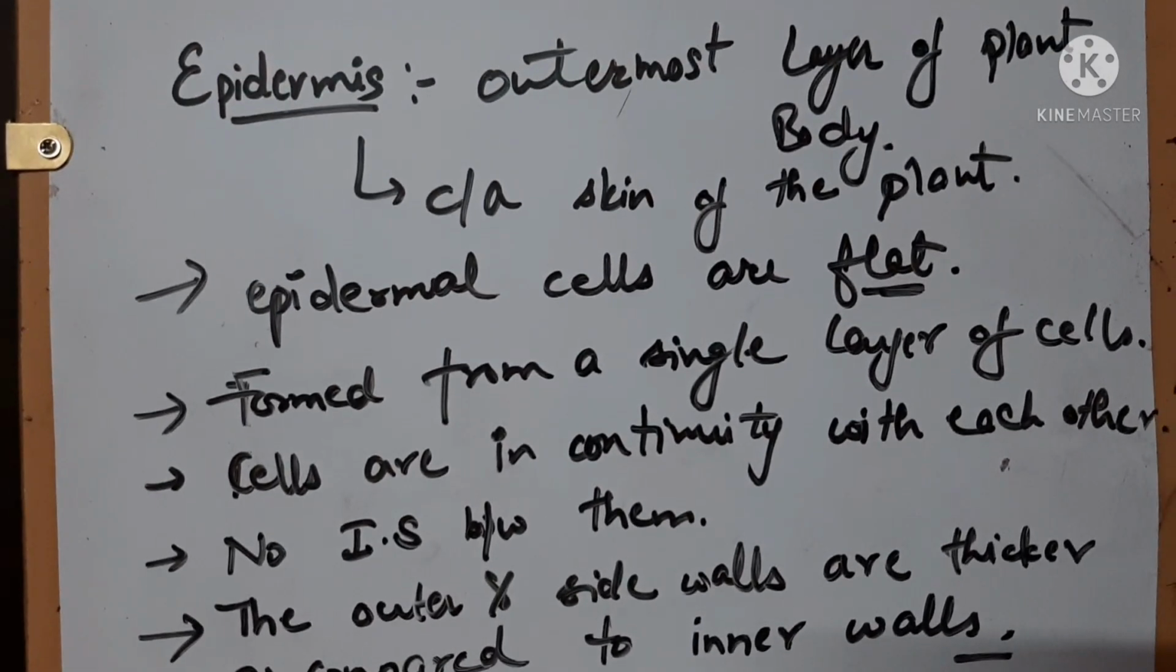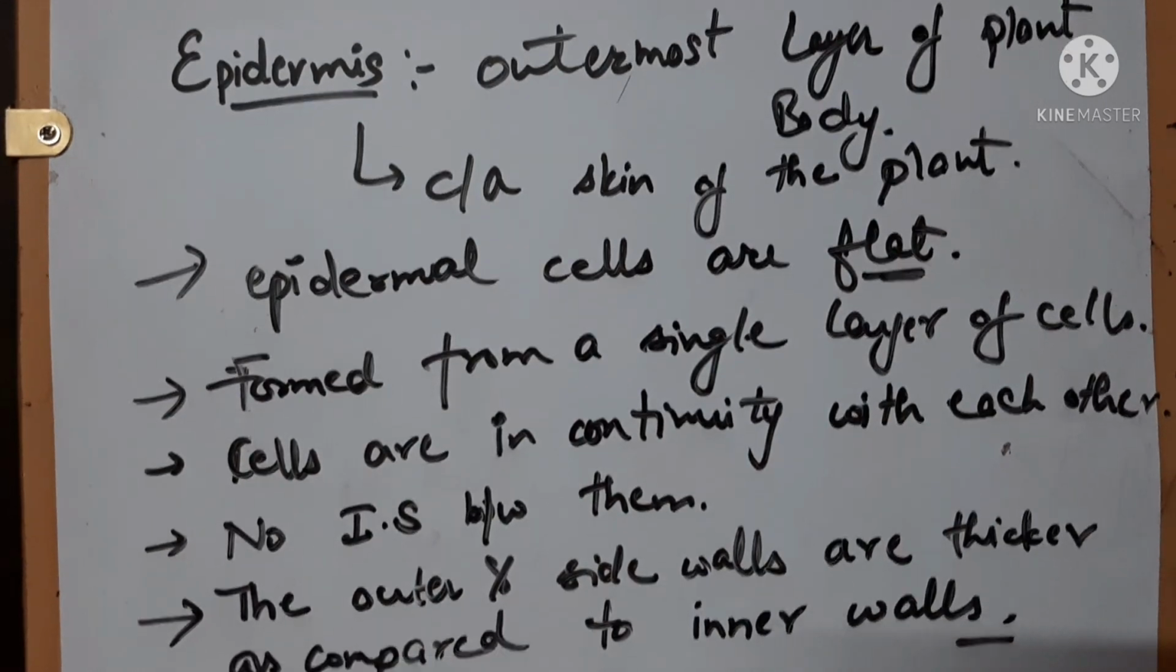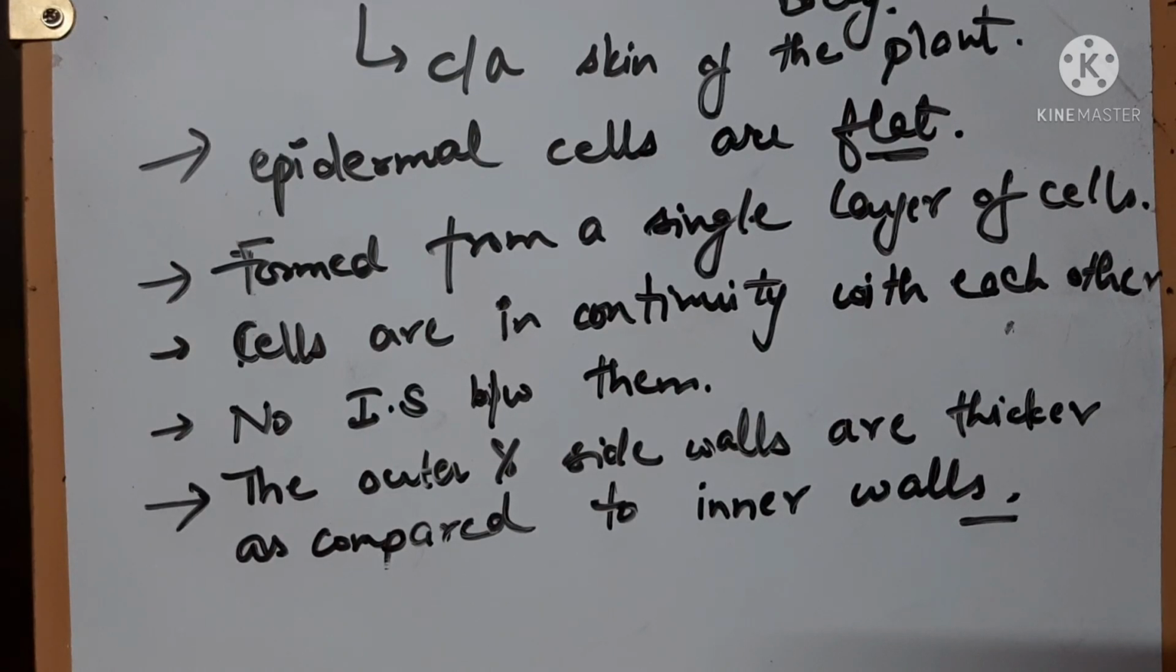So epidermis is the outermost layer of the plant body. You can also call it the skin of the plant. Epidermal cells are flat cells and they form a single layer of cells constituting the epidermis. The cells of epidermis are in continuity with each other. As they are in continuity with each other, there will be no intercellular space between the cells, and the outer and side walls of the epidermal cells are thicker as compared to the inner walls.